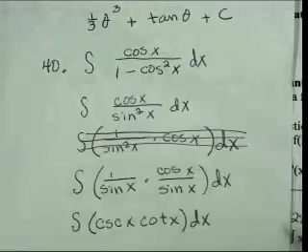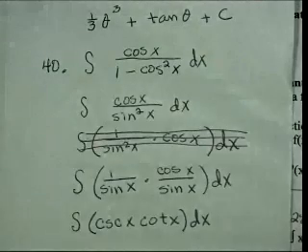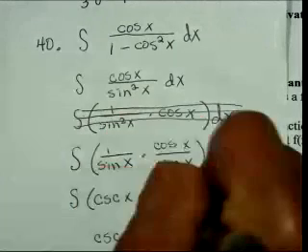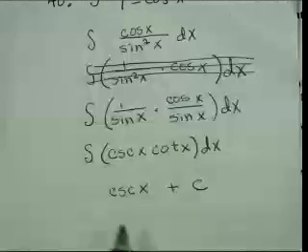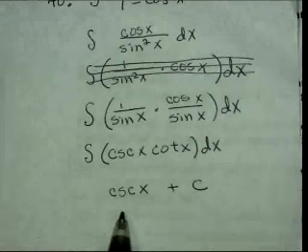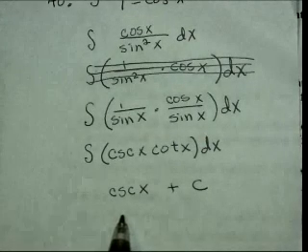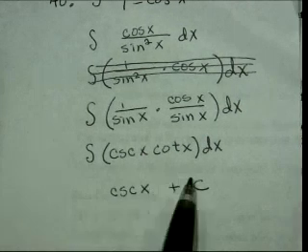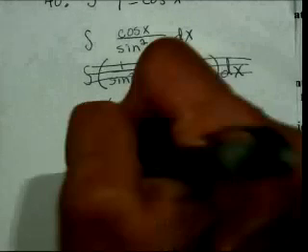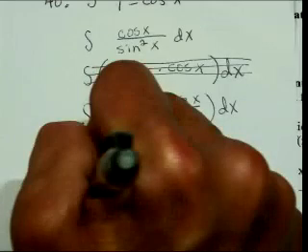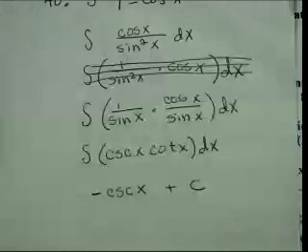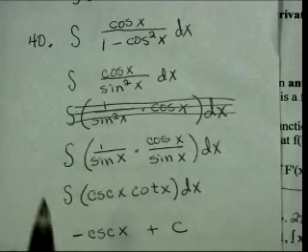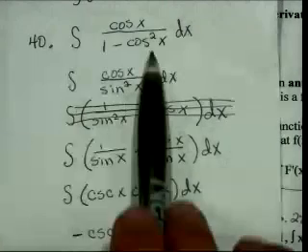Very close. If I just say the answer is cosecant, then when I take the derivative, I'd get negative cosecant cotangent. I don't want negative cosecant cotangent because that's not what I started with. So I just need a coefficient of -1. Those are going to be on the test. It was all in figuring out how to rewrite this original integrand.